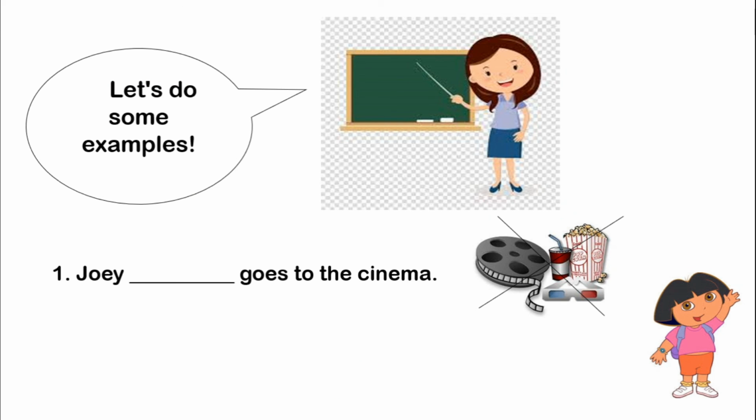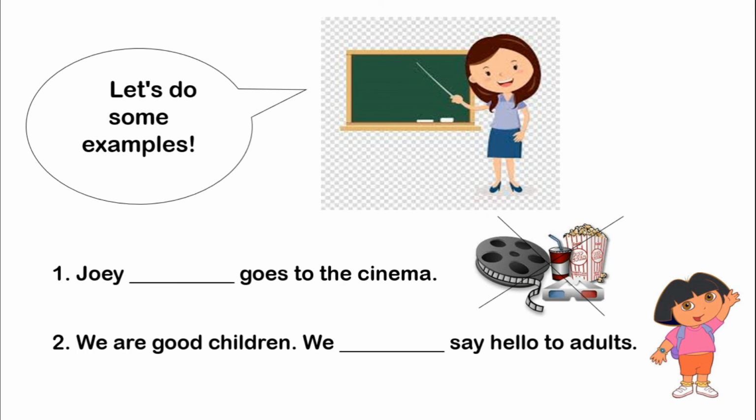Let's do some examples. Joey never goes to the cinema. We're good children. We always say hello to adults. Never and always are the adverbs of frequency. So, using these words, we want to specify how often or frequent something happens.